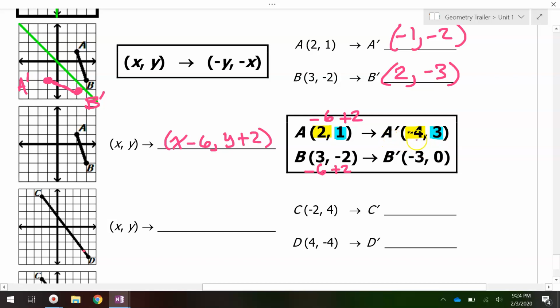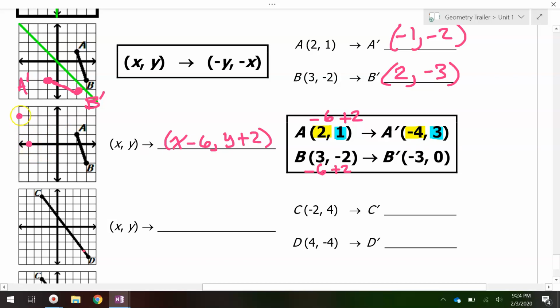A prime is -4, 3. So -4, 3 is going to be right here. B prime is -3, 0. They just flat out gave it to us. So -3, 0 is going to be right here.